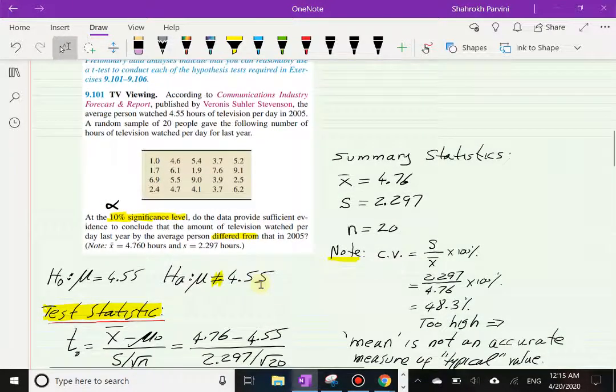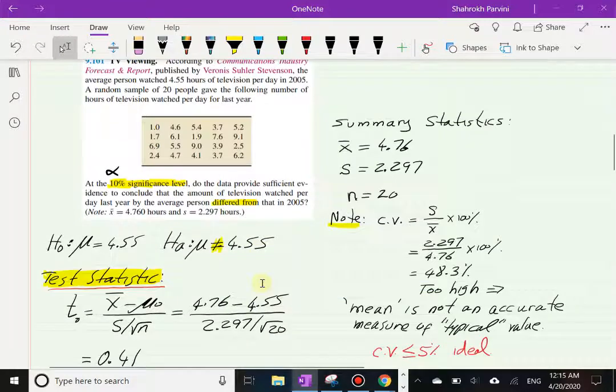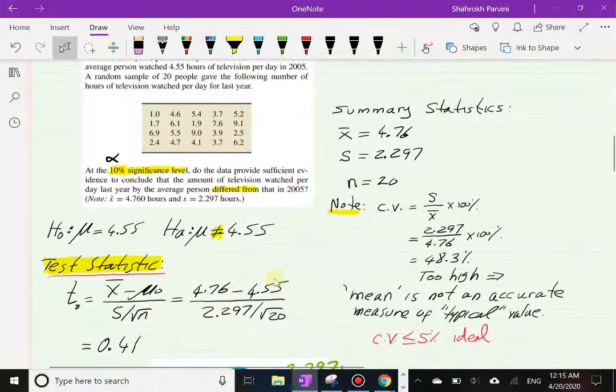Now, we need to calculate our test statistic, and I did. The value of our test statistic is going to be 0.41 once you do the fraction. Okay, and I did. Hopefully you can follow the arithmetic. I did the numerator first and divided by the denominator.